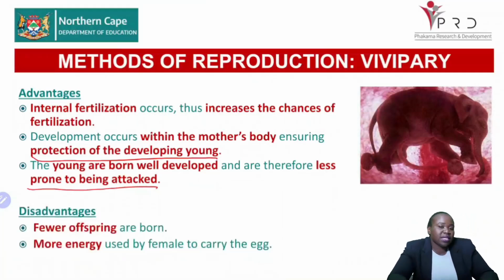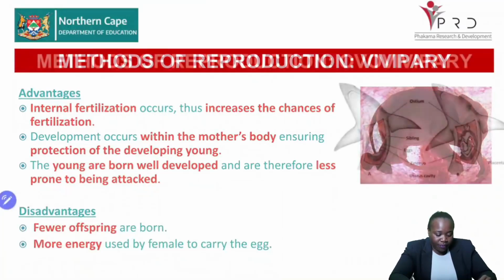And then with the disadvantages, fewer offspring are born. Because of internal fertilization, a few ova or only one ovum will be fertilized at a time, meaning that few offspring will be born or produced, and then there is a need for more energy for the female in order for them to be able to carry that developing young.